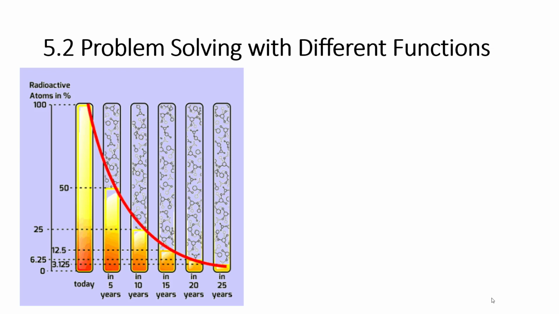Problem solving with different functions. You'll notice you have a radioactive atom in percents. And we can see that it is decreasing or has a decay every 5 years. Now, we're not going to worry about the time in years as much as we are going to focus on the fact that this is our starting point. And then this would be one value, a second value, a third value, a fourth value, and a fifth value.